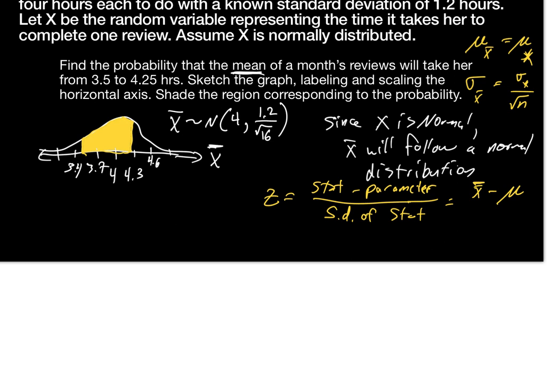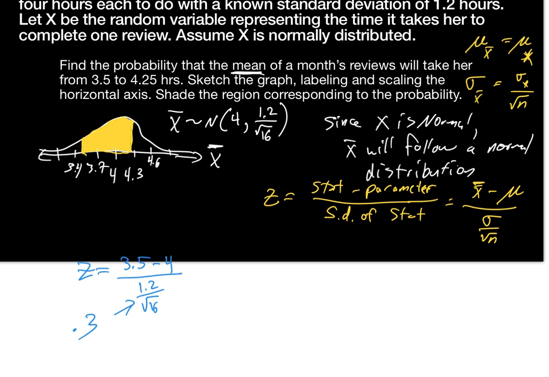The average of all the averages will equal the average of the original distribution, divided by the standard deviation of the statistic. Now it's the standard deviation of x bars, so it'll be sigma over the square root of n. Z equals 3.5 minus 4 divided by 1.2 over the square root of 16, which, as we looked at, is 0.3.